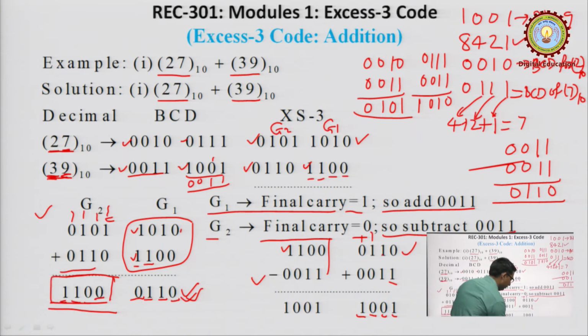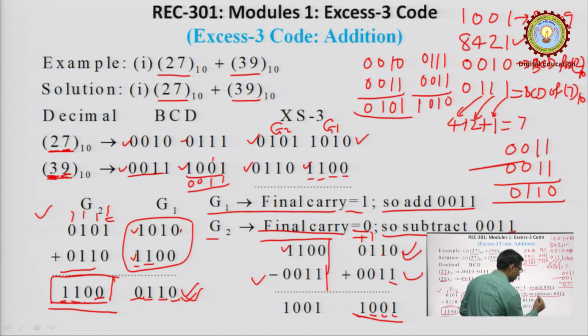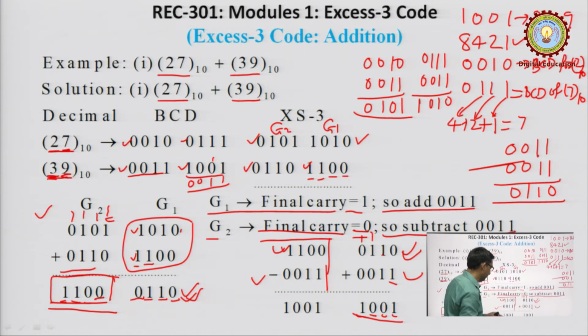So, in this column, this is the sum of these two numbers, and for this column, because for group 2 the final carry is 0, we are going to subtract. So, if we subtract 0011 from 1100, what will we get?